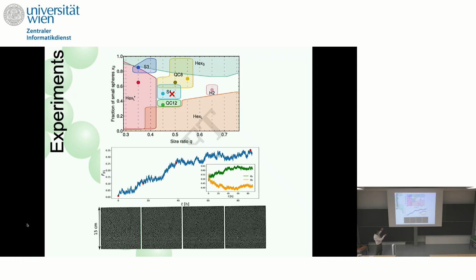So this means that basically the way you do it, it's a microcanonical simulation. So you fix the size ratio, you fix the fraction, and you fix the overall packing fraction. This will give you a pressure. So of course there will be a pressure at which the crystallization will occur. Below, it will not occur.